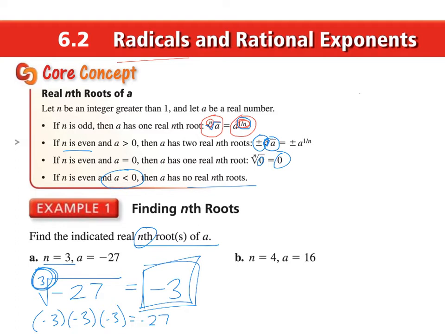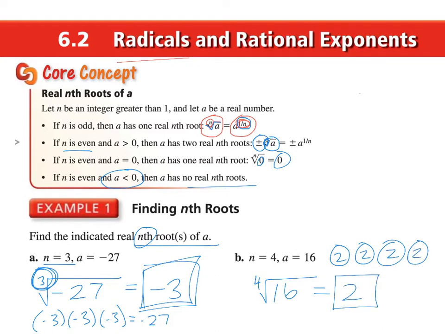Here we have n equals 4 and a equals 16. Here's 16, and I'm taking the fourth root of 16. So what times itself is 16? Well, that would be 2. That's all there is to that. But let's not forget, whenever you take an even root of a value, you end up with the positive and the negative. So your answer here should be positive and negative. Don't forget that.